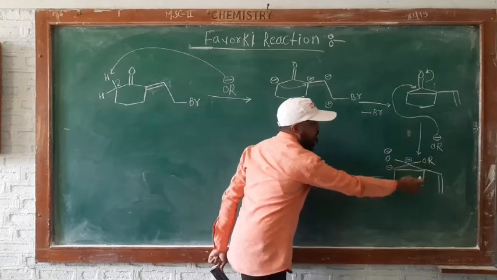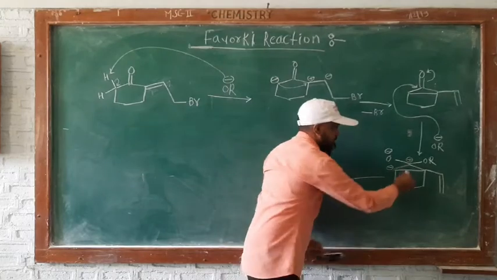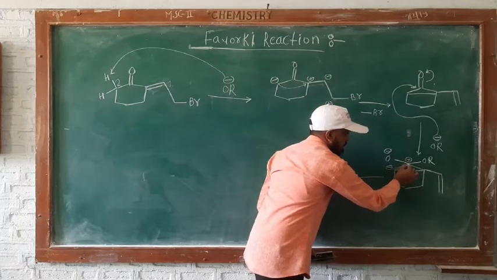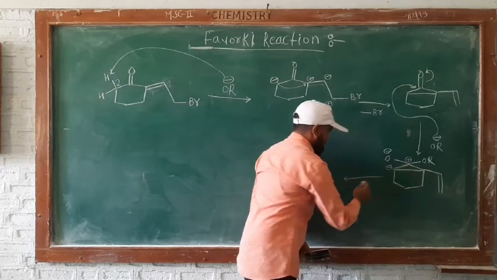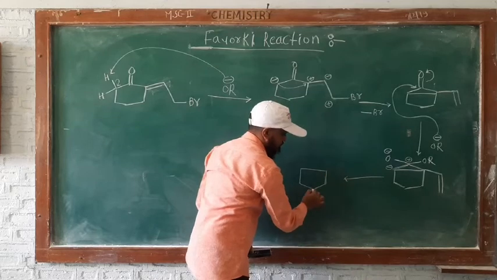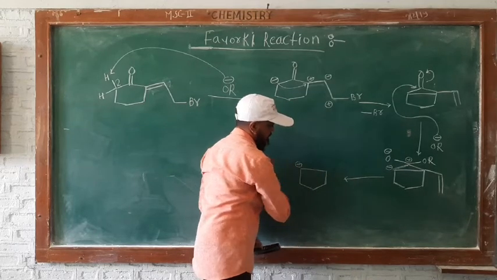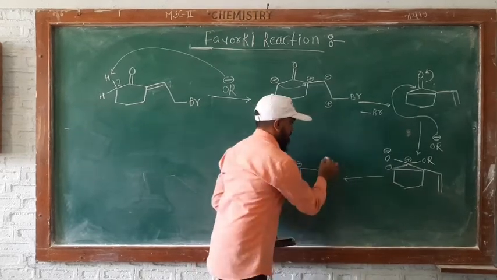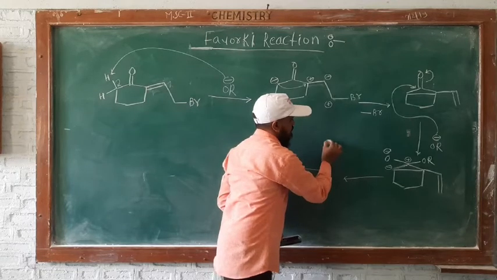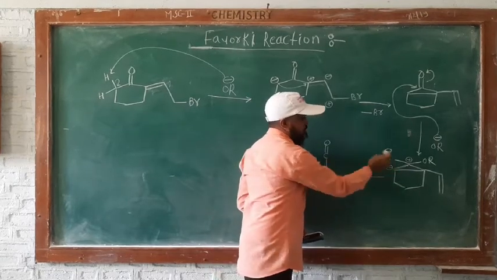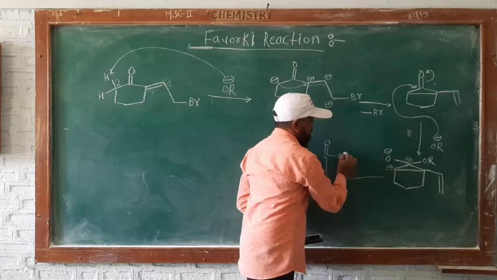Okay, here ring contraction will take place. This is the 6-member ring. After the breaking of this bond, this ring is converted into a 5-member ring. So this carbon bears a negative charge, and this carbon has a C=O double bond and one alkoxide group.